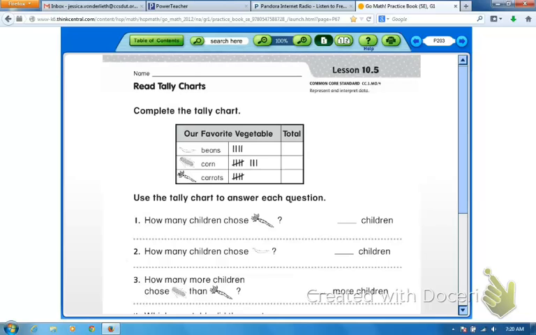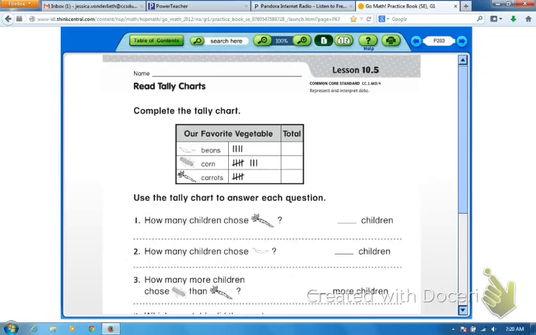For lesson 10.5, we're now learning about tally charts. So we've done a picture graph, we've learned about a bar graph, and now the third type of graph we're learning is a tally chart. And our question we answered today in class is, how do you count the tallies on a tally chart?